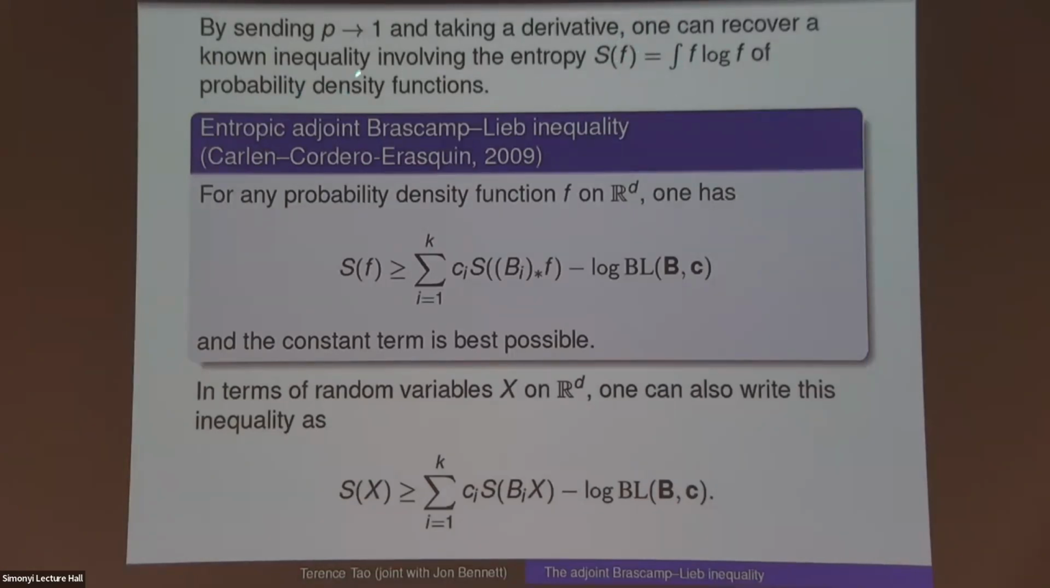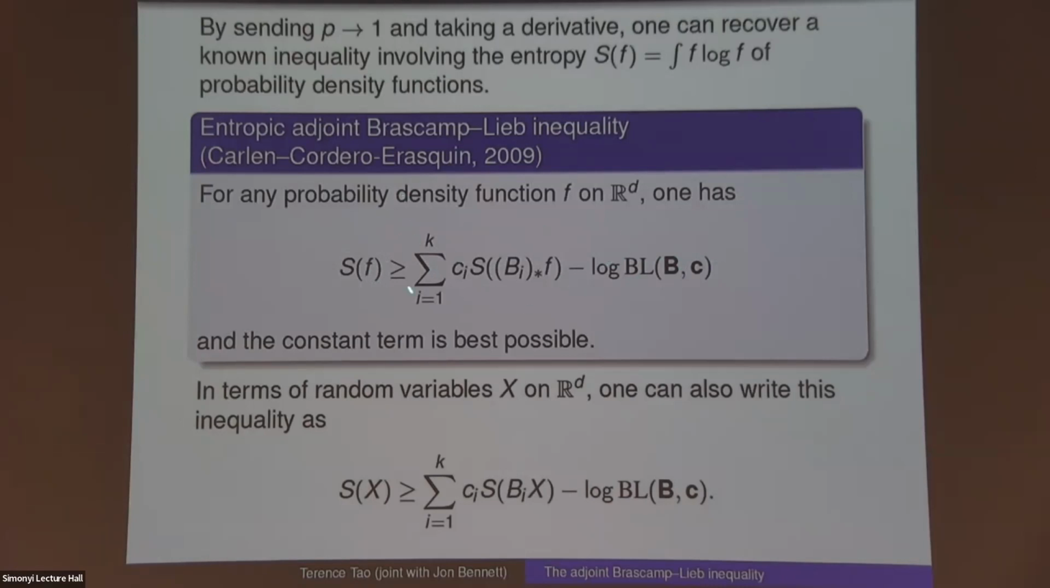If f is a probability density function, you can take this adjoint inequality and differentiate it at p equals 1, and you get what we could call the entropic adjoint Brascamp-Lieb inequality, but this was already known. This was previously observed by Carlen and Cordero-Erasquin: if you take any probability density function and want to understand its entropy, you can lower bound its entropy by certain combinations of entropy of its marginals, up to a constant, which is the log of the Brascamp-Lieb constant. So this was a known inequality.